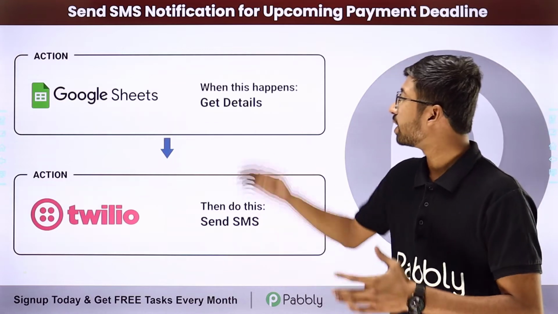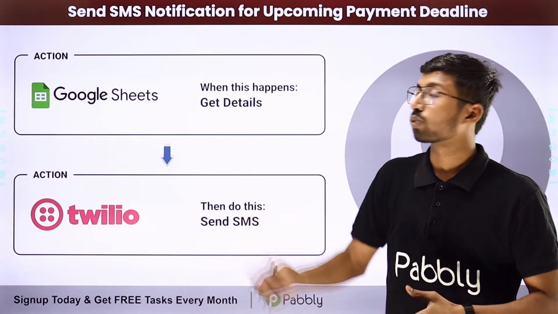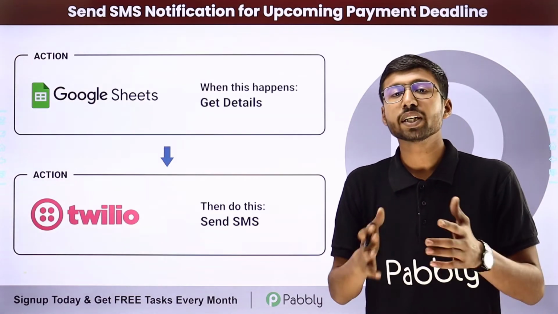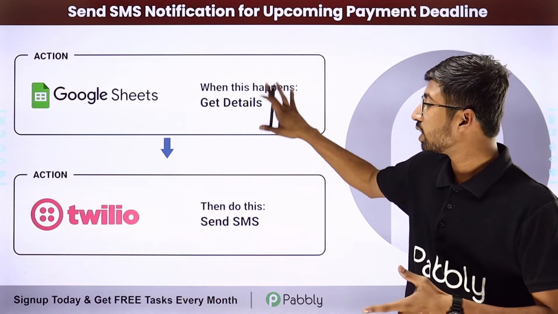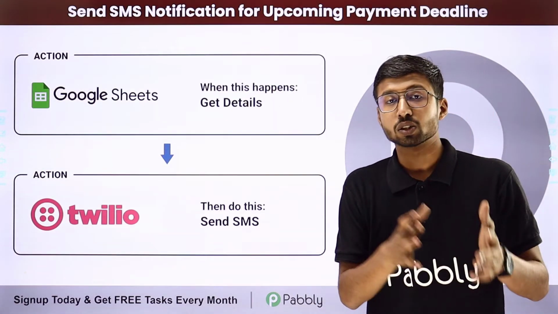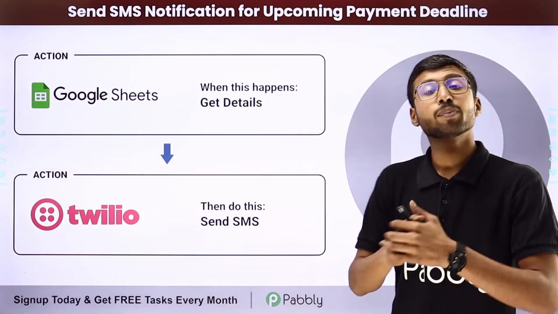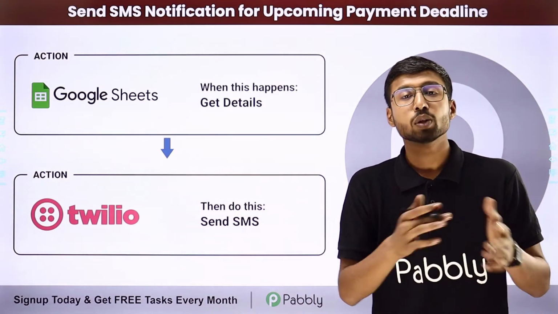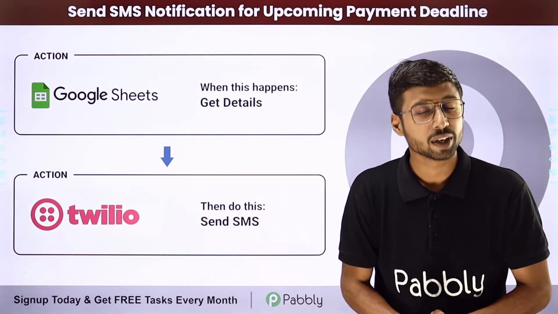So in this automation, guys, first what we are going to do, we are going to get the details of all the customers from Google Sheet. Now suppose you have all the details of your customers regarding their payments in your Google Sheet. So first we will get those details, and after that, to all the customers whose payments are due, we are going to send an SMS notification, as an SMS reminder, with the payment amount and the expected deadline, the due date of the payment as well.